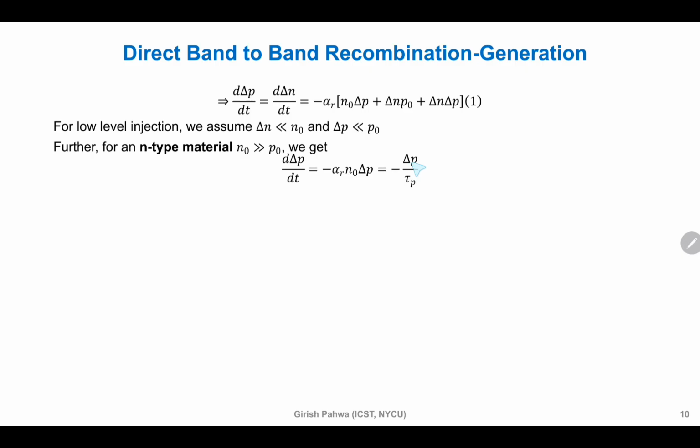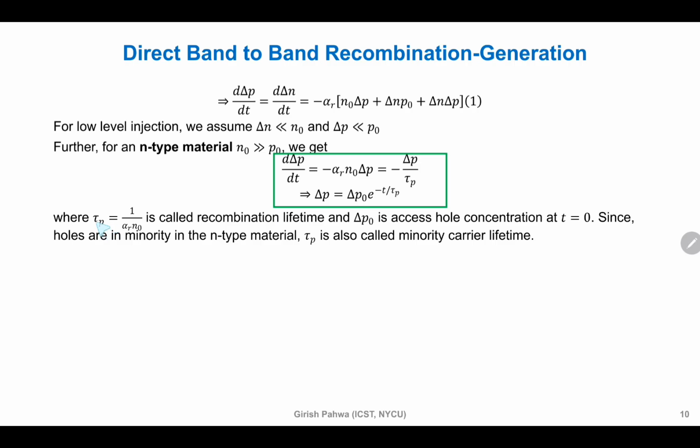So d delta P by dt is equal to minus delta P by tau P. Delta P is the excess hole concentration, meaning the concentration now minus the concentration at equilibrium, P minus P naught. That's what this delta P is. And this tau P is equal to 1 upon alpha r into N naught. This is called recombination lifetime, or it is sometimes also called minority carrier lifetime.